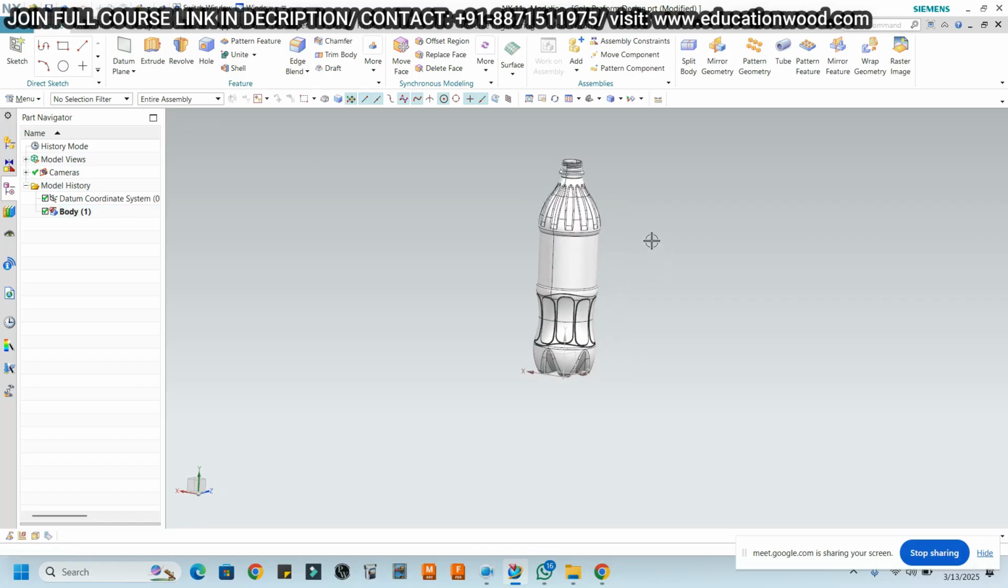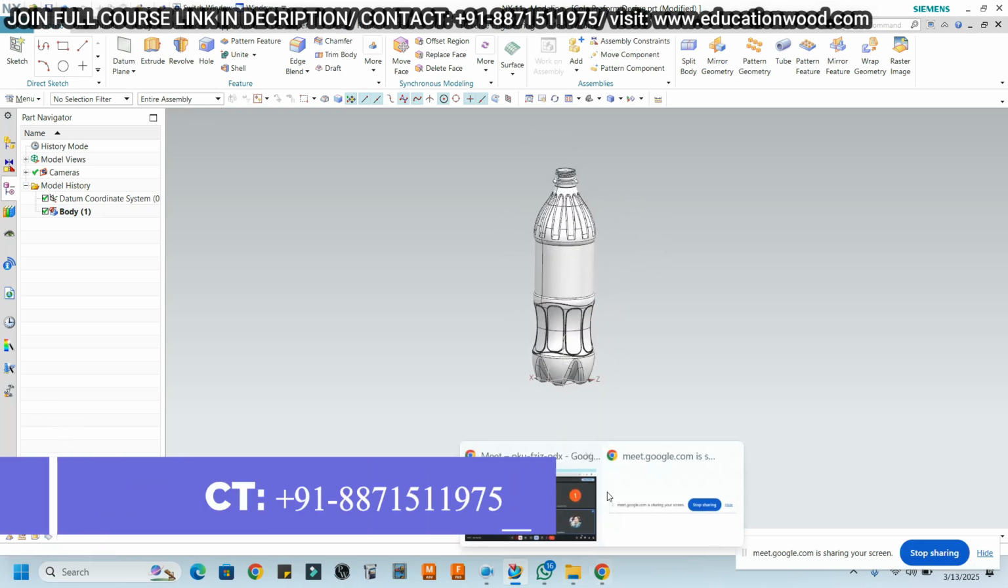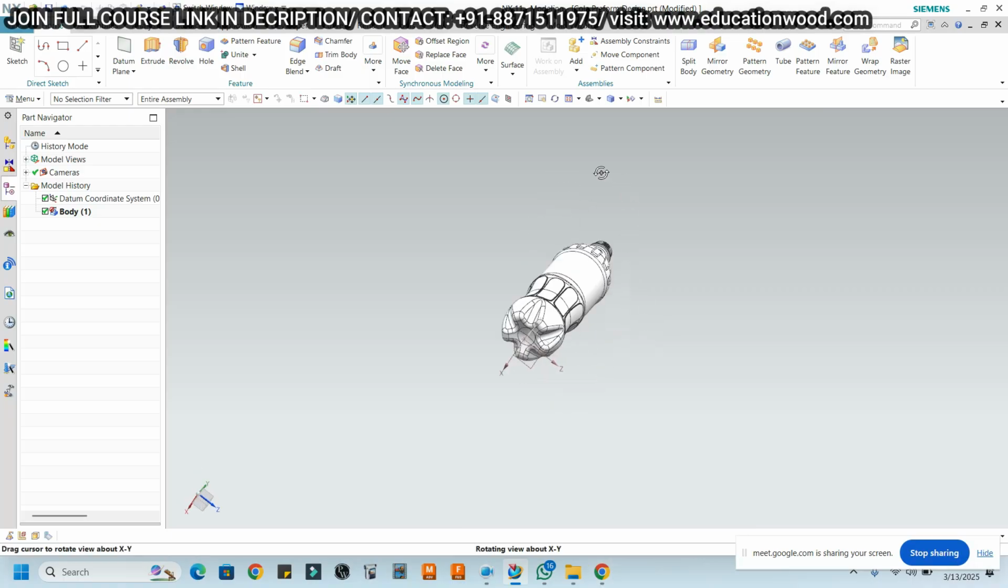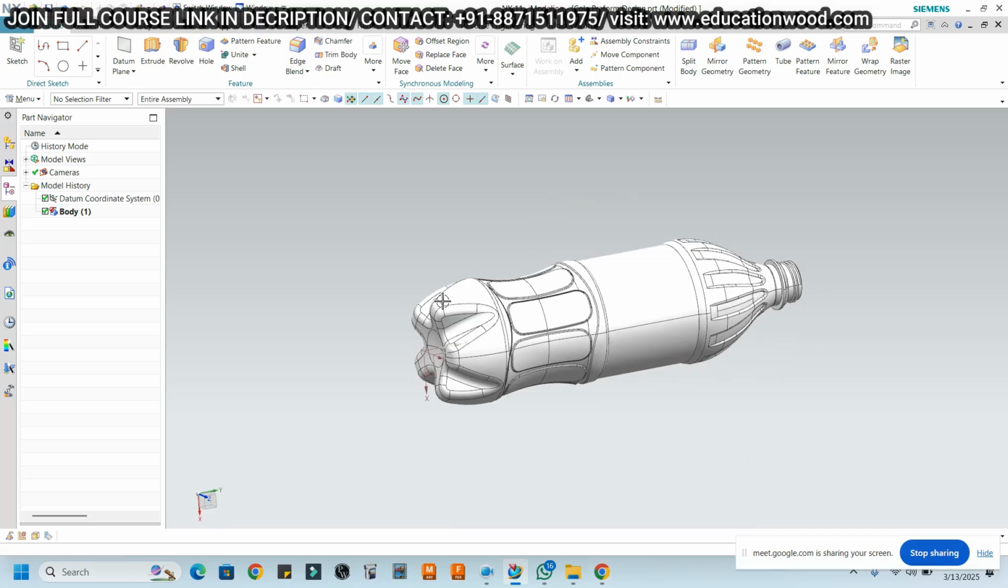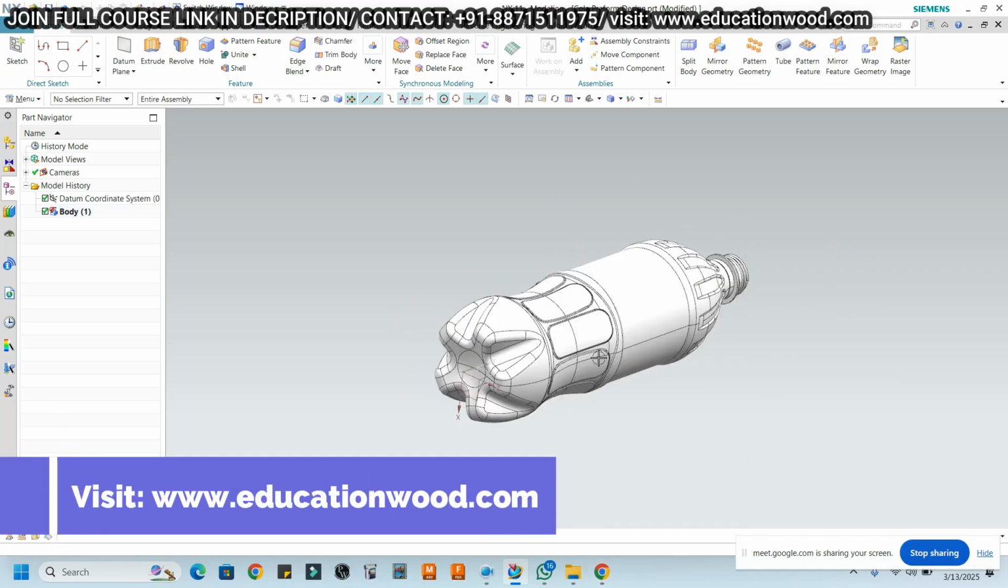Instead of this software, you can use any, but the method should be the same, okay? Sir, can you show me how to analyze the parting line? Of course. See, for example, this is the component we have.